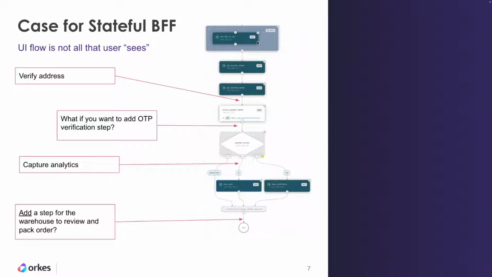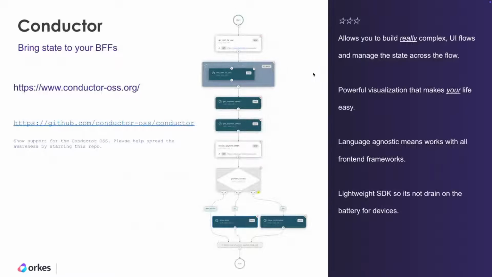Here is an example of when you consider change by looking at execution, you can just add a step to verify an address. If the user wants to add another verification step, the analytics which you can gather from different executions, and you can add additional steps to review the order, etc. Now we will see a practical example in a bit. Let me show you the practical example.